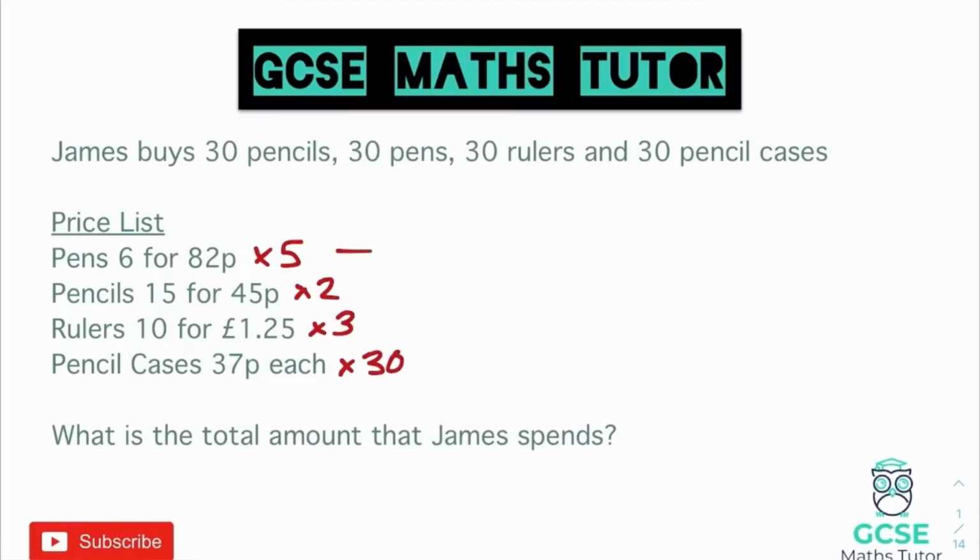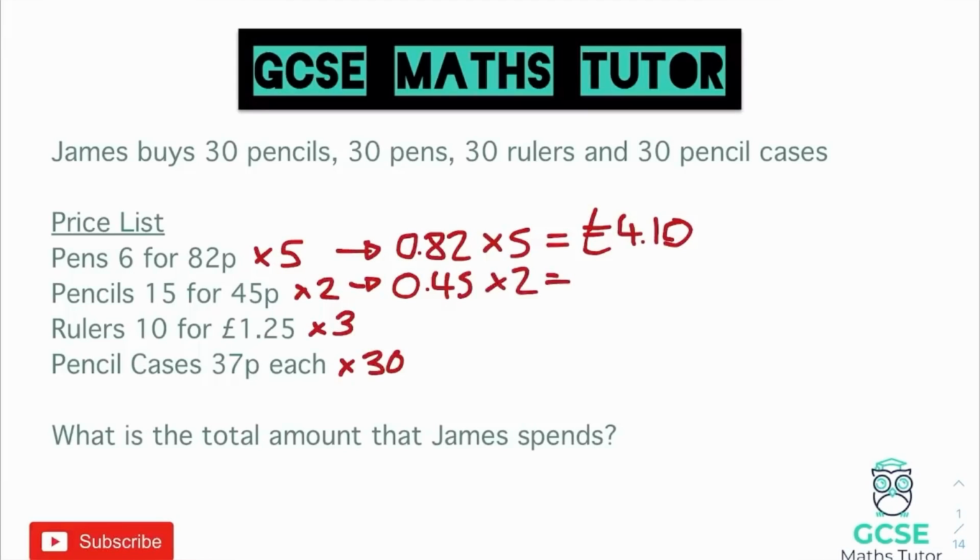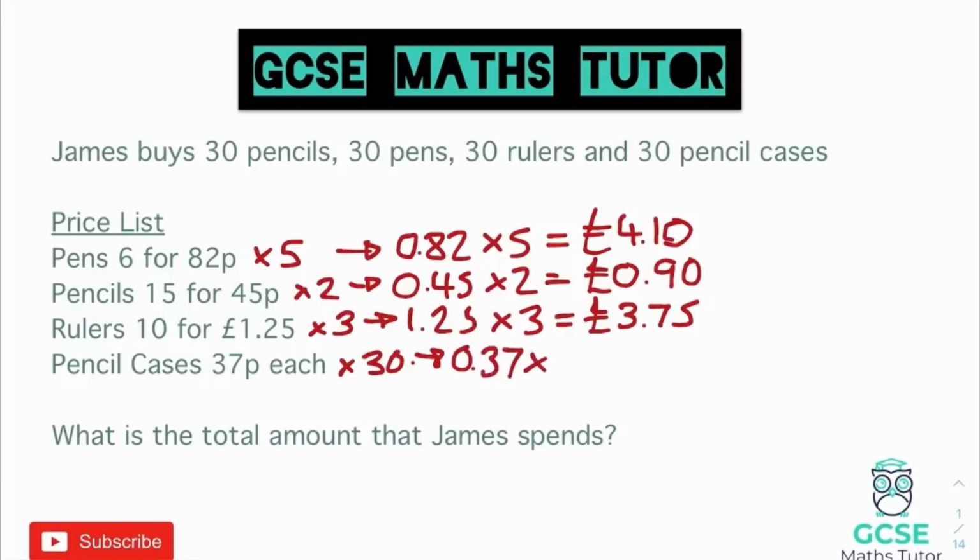So if we work these out, if we times 82 pence times 5, on my calculator I'm going to type that in as 0.82, and multiply that by 5, so I get my cost in pounds. So 0.82 times 5 comes out as £4.10. Don't forget on your calculator that will come out as 4.1, but we want to write that in terms of money, so £4.10. For the next one, we have 45p times 2. I'm going to do the same thing. I'm going to write that as 0.45, multiply that by 2, and it gives us 0.9, which is obviously 90 pence, or 0.90. For the next one, we've got £1.25. We're going to times that by 3. So again, 1.25 multiplied by 3, and that comes out as £3.75 or 3.75 on the calculator. And then for the last one, 0.37, times that by 30, and we get our final bit of working out there, 0.37 times 30, and that comes out as £11.10 or 11.1 on the calculator.